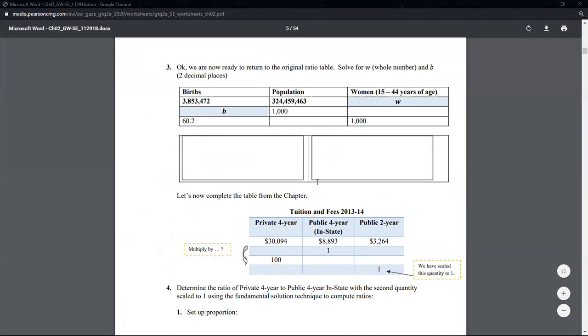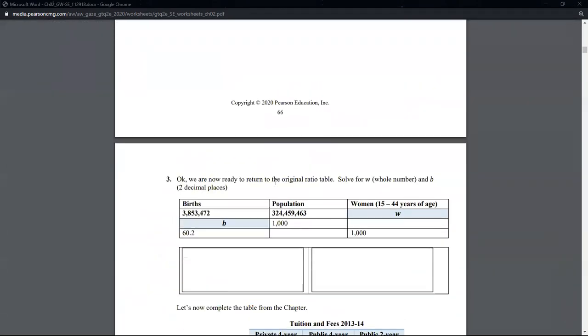So question 3. Okay, we are now ready to return to the original ratio table, solve for W and B. So they want us to find the number of women in the population, if the population is 324 million, back in 2017. And they want us to find the birthing rate per 1,000 for the population. So we have the birthing rate based on 1,000 women, but now we want the birthing rate based on just 1,000 people in general.